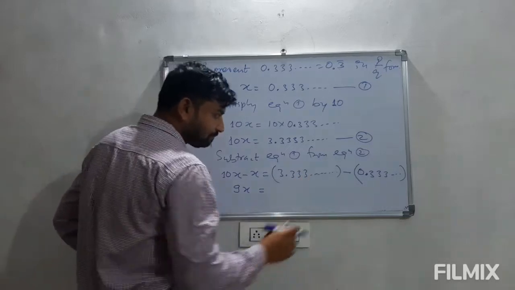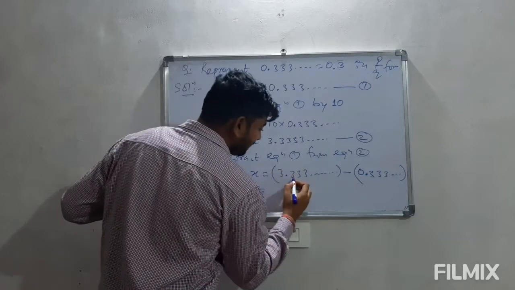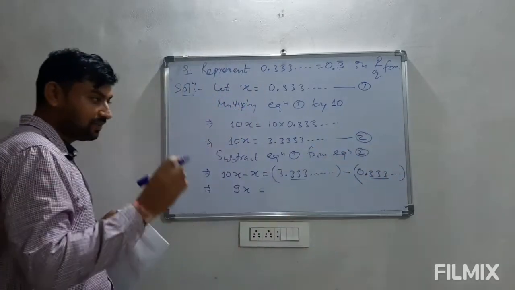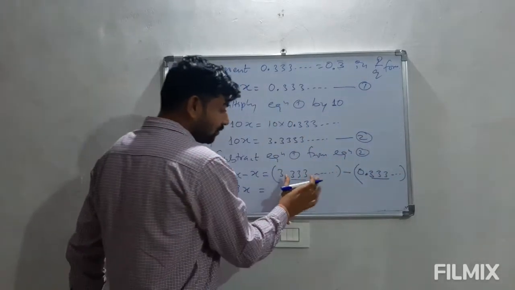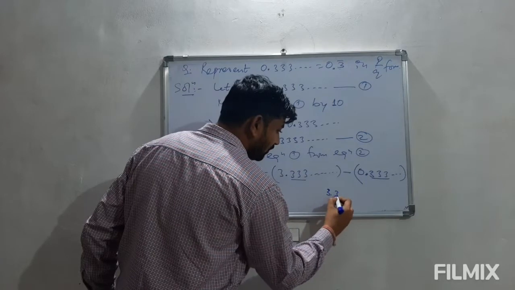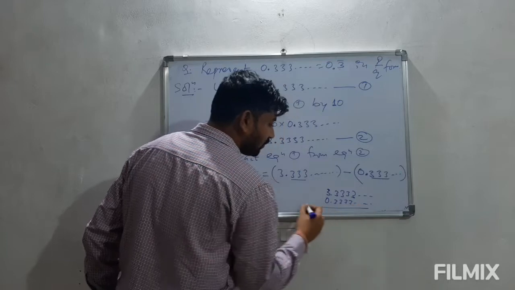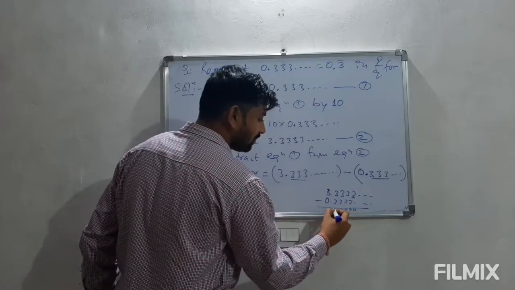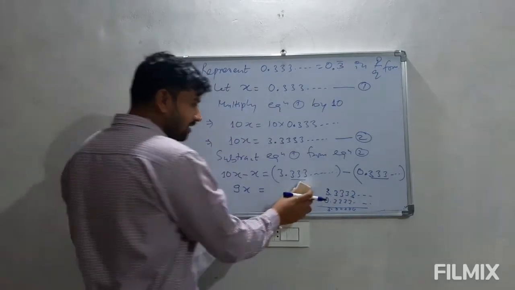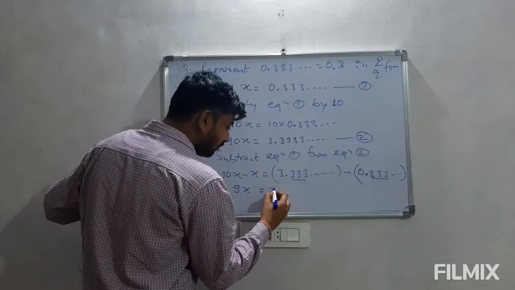Now look at this result. Here the decimal will be put just below the decimal. So the decimal part here, 3.3333, and here also we have 0.333 and so on. The decimal part is the same, so if we subtract, everything will be 0, and only the whole number part will remain, that will be 3. This is how we eliminate the decimal part. So here we will get 3.